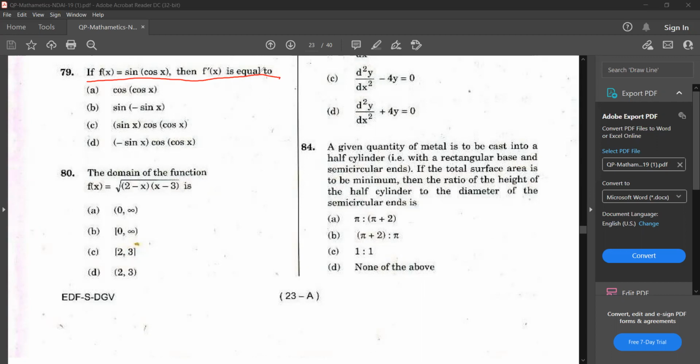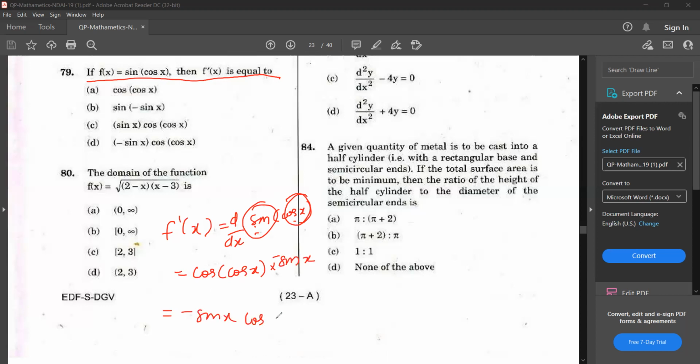Okay. So did you get the answer? How to do this? f'(x) means d/dx of sin(cos x). What is the derivative of sin x? The derivative of sin x is cos x. So cos(cos x) into the derivative of the inner function: derivative of outer function times derivative of inner function. The derivative of the inner function cos x is minus sin x. So what is the answer? Minus sin x cos(cos x).